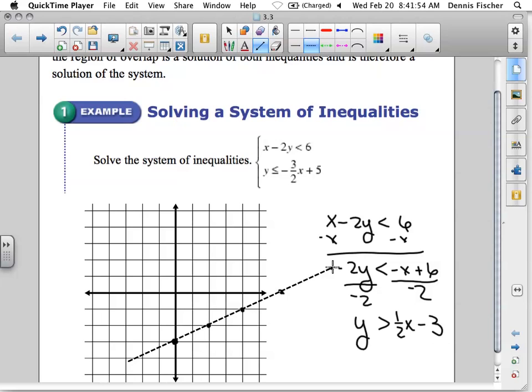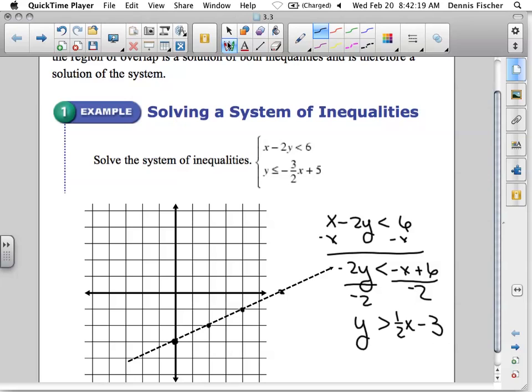Now, this is my first equation. Which point would be a good point to try? Which point doesn't go through that line? 0. So let's go up here. 0 minus 0, which is 0. 0 is less than 6. True. Could I go down to this equation? Yes, I could. But I'm actually going to stay with this one right here.